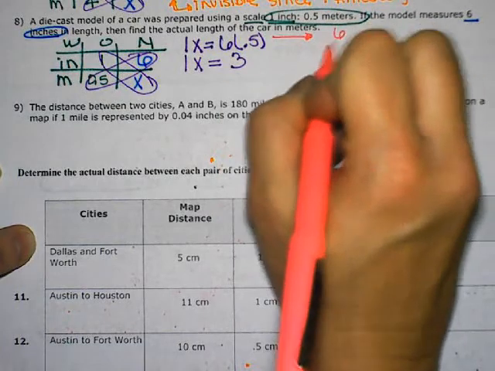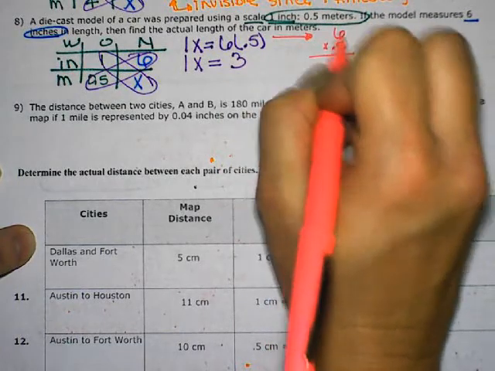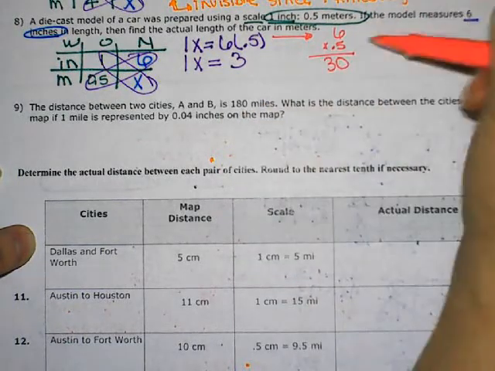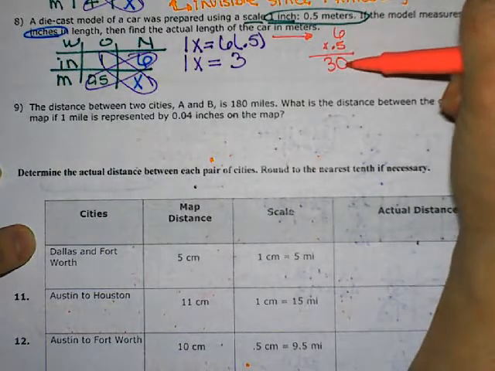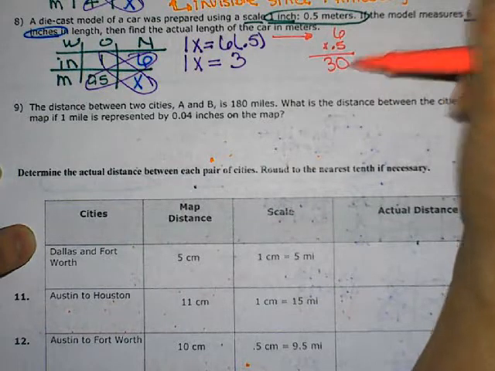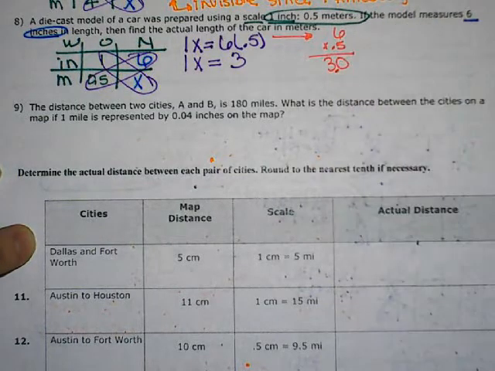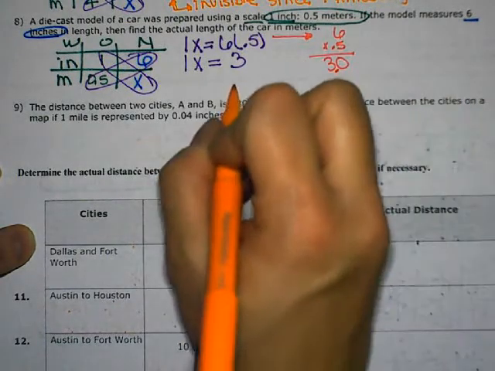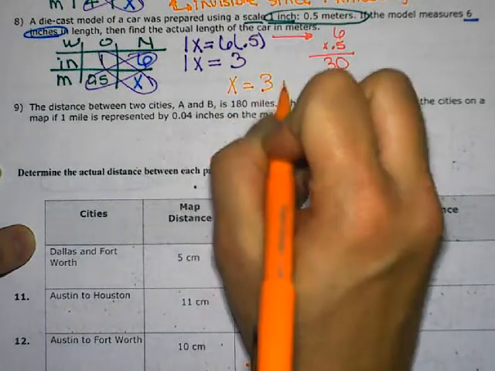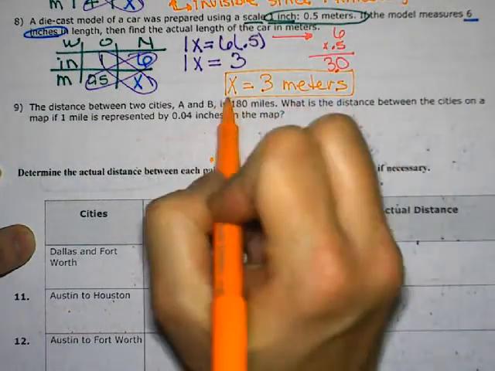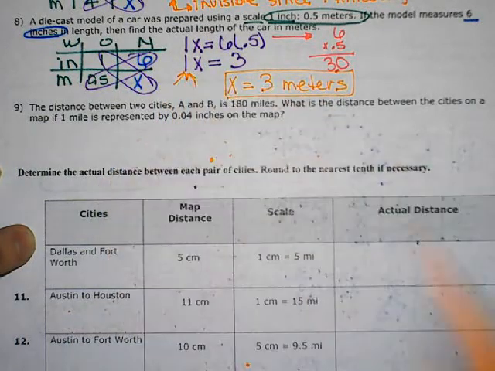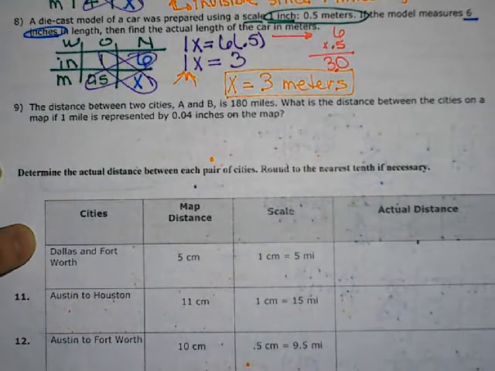I can multiply these. 6 times 0.5. 6 times 5 is 30. And since I have one number behind my decimal in the problem, I must have one number behind the decimal in my solution. Therefore, the actual length of the car is 3 meters. Don't forget, I did not have to divide by 1 because that creates invisible math.